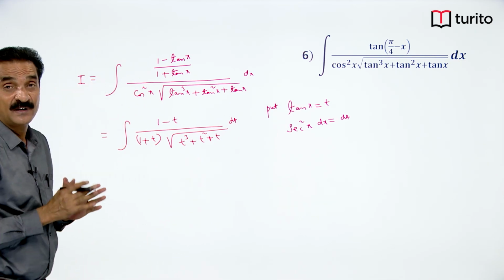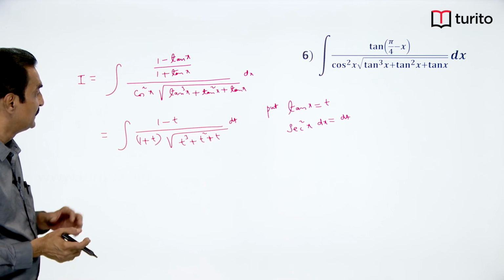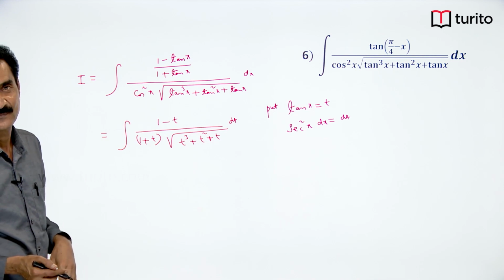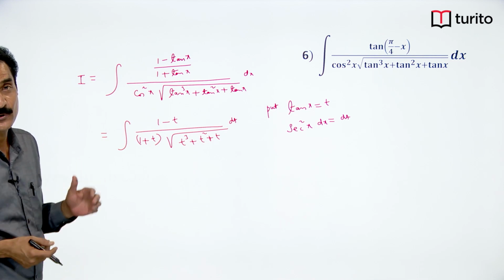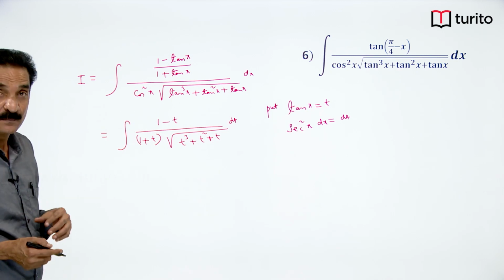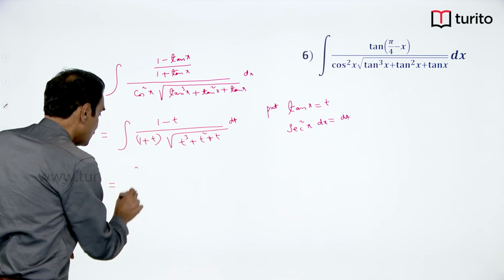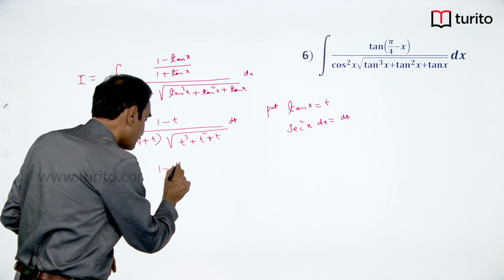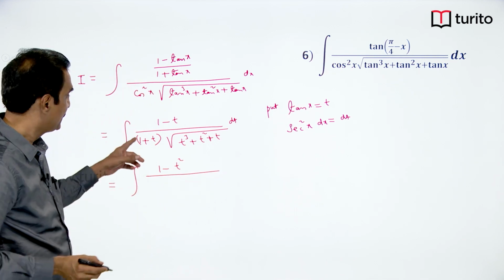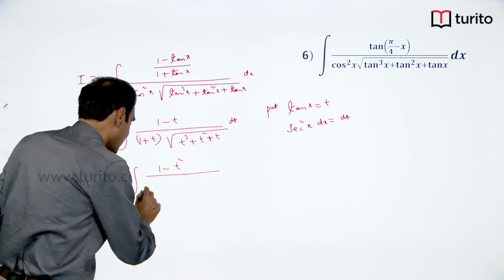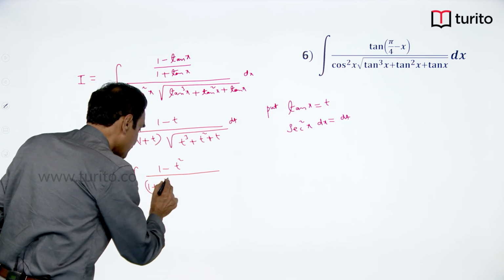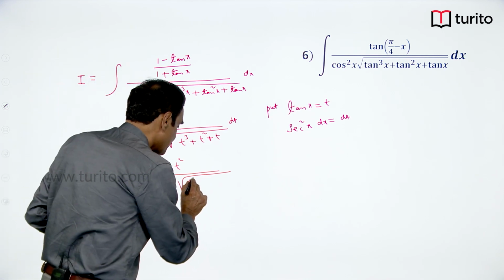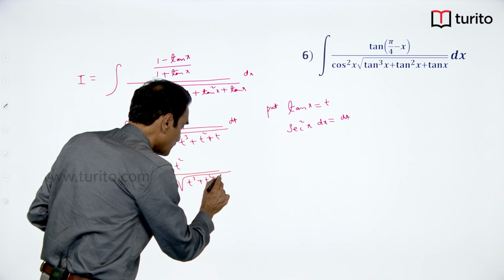The next step is very crucial. We multiply and divide by 1 plus t. Later you will understand why I am doing that. Multiplying and dividing by 1 plus t, the numerator becomes 1 minus t square by 1 plus t into 1 plus t, which is 1 plus t whole square, into square root of t cube plus t square plus t dt.